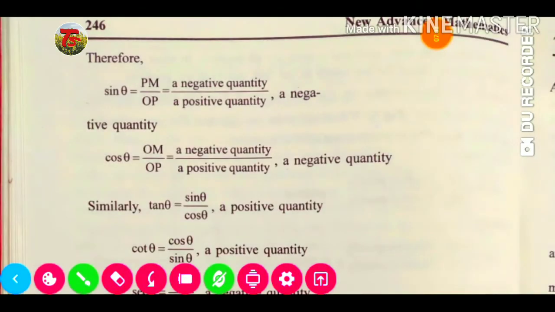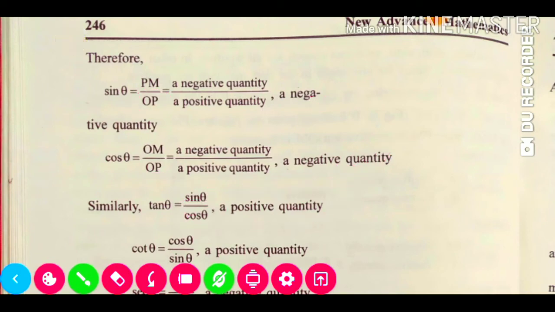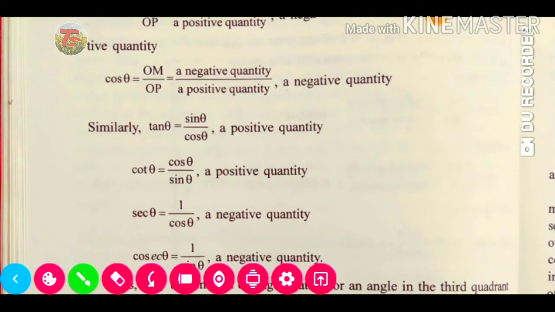Here sin theta is equal to PM divided by OP. Only OP, the hypotenuse, is positive and the remaining two are negative, so negative by positive will be a negative quantity. Cos theta also: OM is negative and OP is positive, so it will be negative. Tan theta is sin theta by cos theta. Sin theta is negative and cos theta is negative, so negative negative will be positive. Cot theta is cos theta by sin theta. Both negative, so it will be positive.